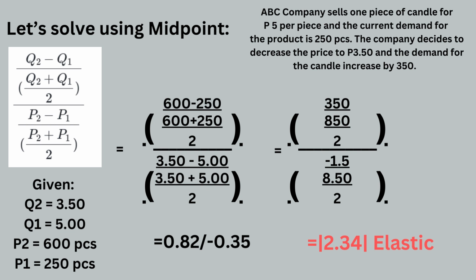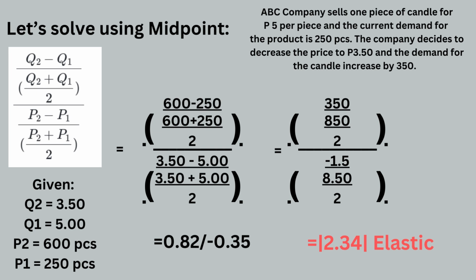So I did the shortcut. 350 divided by 425 is equal to 0.82, and divided by 0.35. I get the 0.35 by dividing first the 8.5 by 2, which is 4.25. So negative 1.5 divided by 4.25, that is negative 0.35. So 0.82 divided by negative 0.35, we get negative 2.34. But since this is an elasticity, we need the absolute value.